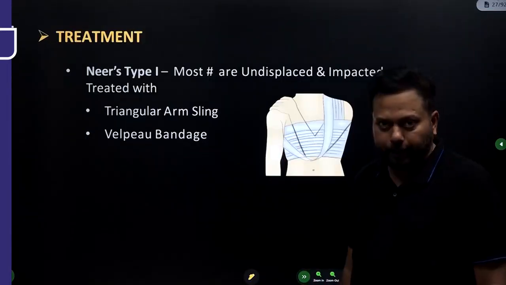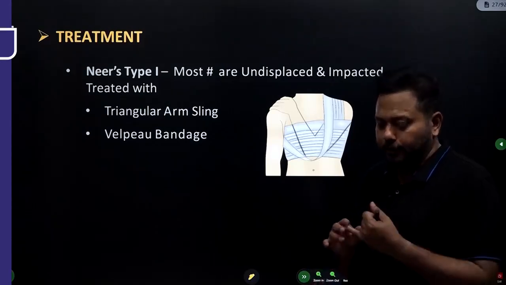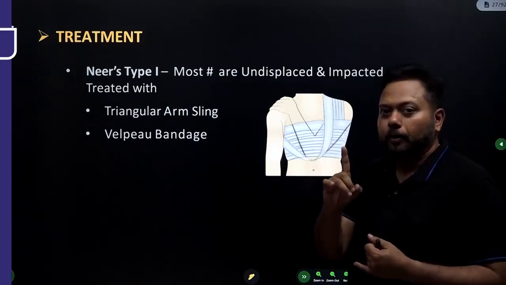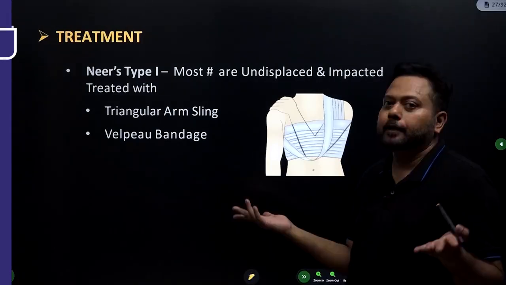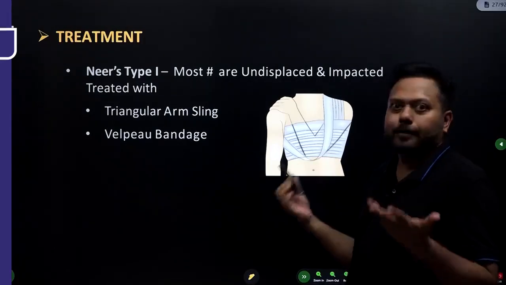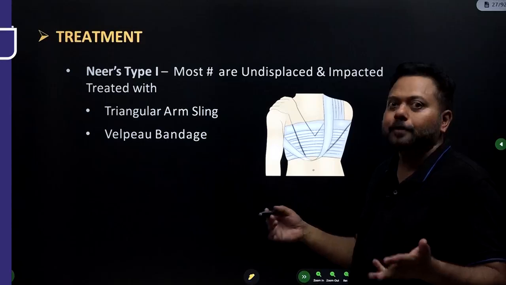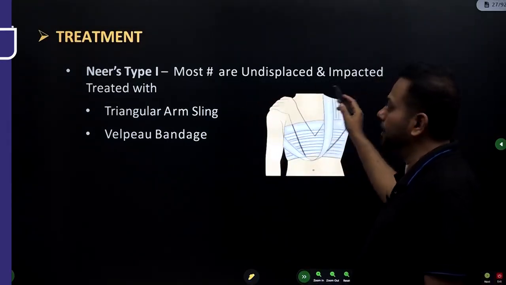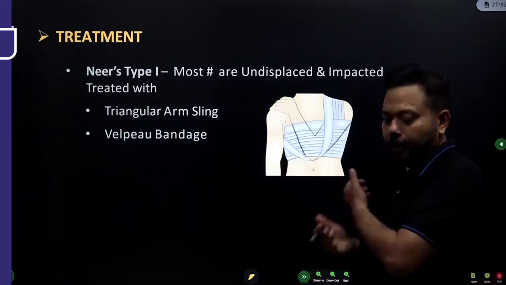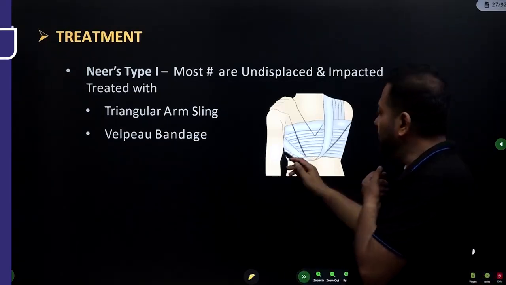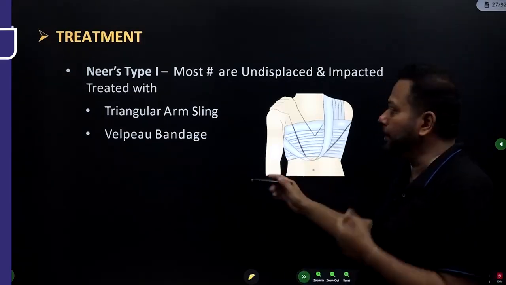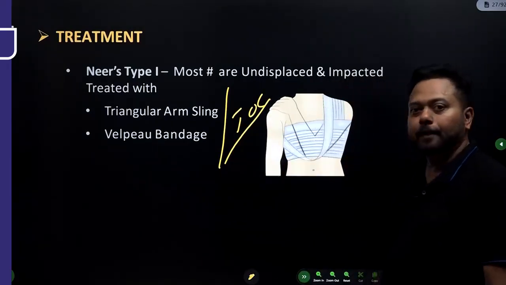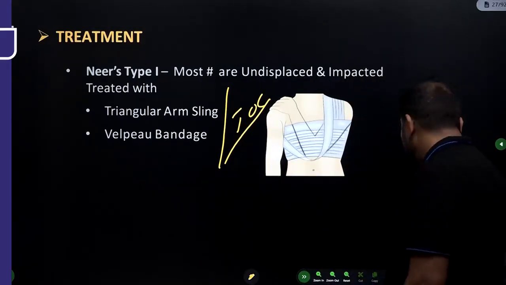Now, coming to treatment. If it is Neer's type 1, what is Neer's type 1? The fracture line involves 1 part, okay, and no part is displaced. That is called Neer's type 1. Treatment of choice is conservative. Don't do any surgery. Most fractures are undisplaced and impacted. So treat it with a triangular arm sling and a Velpeau bandage. This is called a Velpeau bandage. This is the treatment of choice for Neer's type 1. How many times they have asked this MCQ?